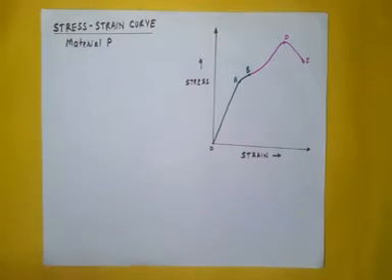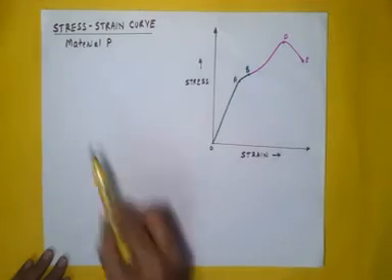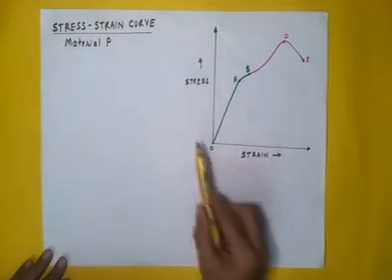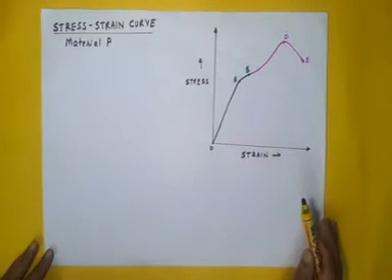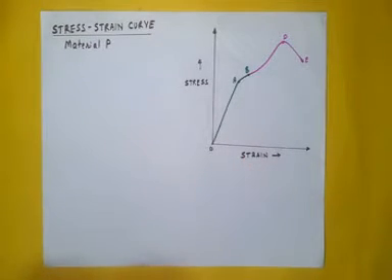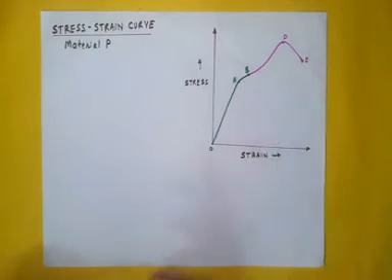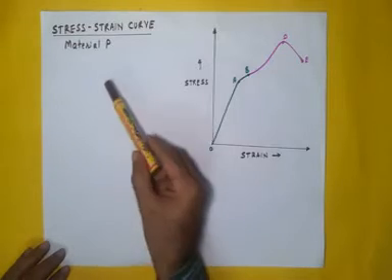In this video, we will try to understand the stress strain curve for some material P. Just to save time, I have drawn a sample stress strain curve. Let us assume that this curve is for material P. If you get a similar curve, the overall shape would be the same. Maybe the lengths of these various parts might be different, but we would get a similar curve for any material.